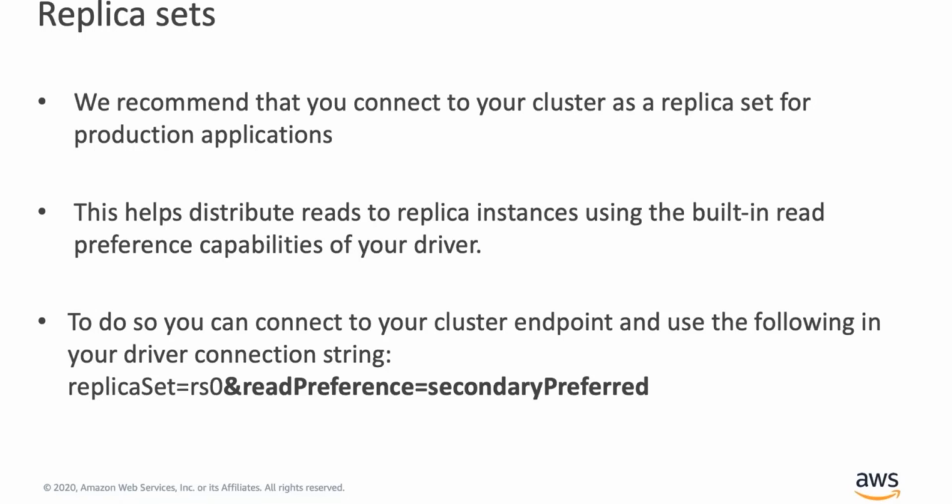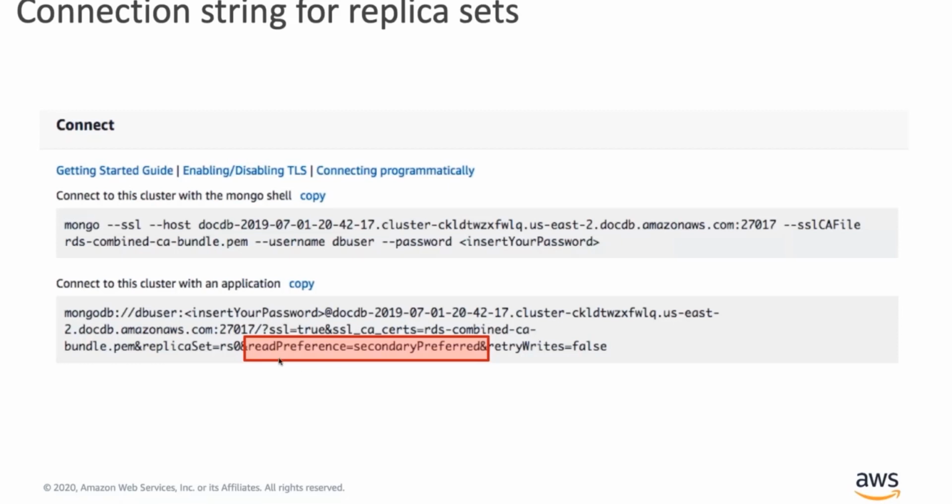Even specifically with replica sets, we recommend that you use the read preference. You set the read preference attribute to secondary preferred. What this does is that it routes all the read requests to your read replica instances, and it routes all the write requests to your primary instance. This helps get you the best performance from your cluster by making sure primary is not getting overloaded, and it also just helps distribute the read load across multiple read replica instances. So we recommend this in our connection strings. If you were to just go to our console, you'll see that we set the read preference to secondary preferred.